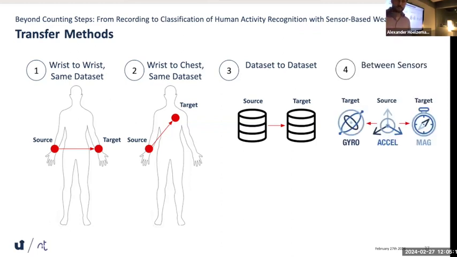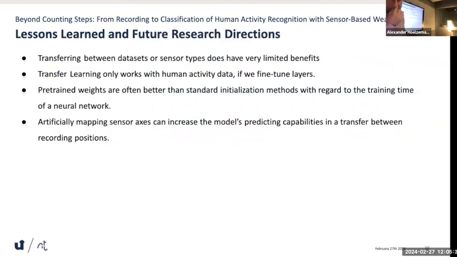We also tried out if we can transfer between sensors. So training, for example, on the accelerometer, transferring it to the gyroscope, or transferring it to the magnetometer. This is something that didn't work. These three sensors are too different, and you cannot transfer between them. A couple of lessons learned.